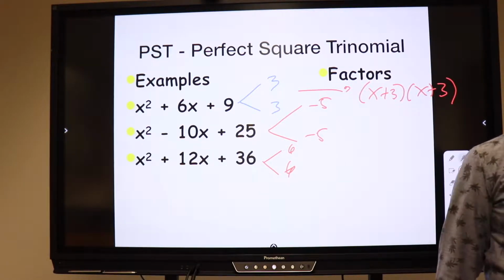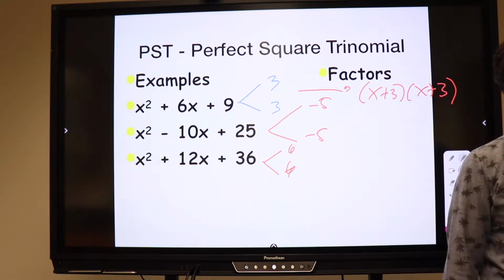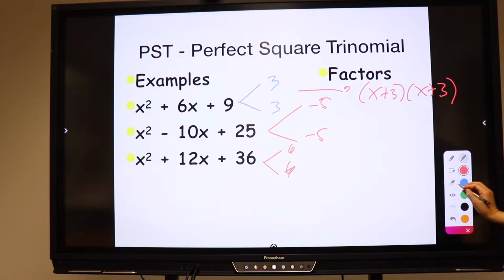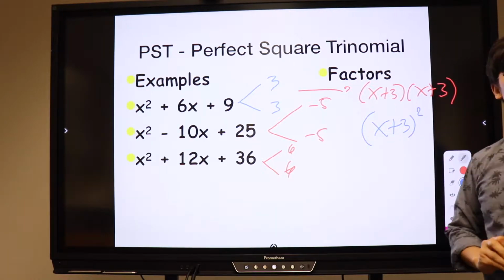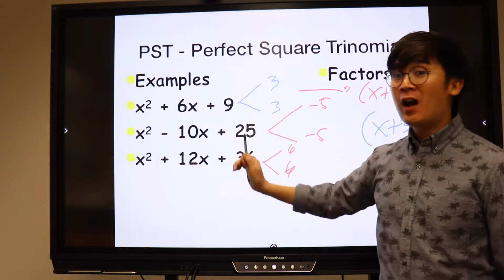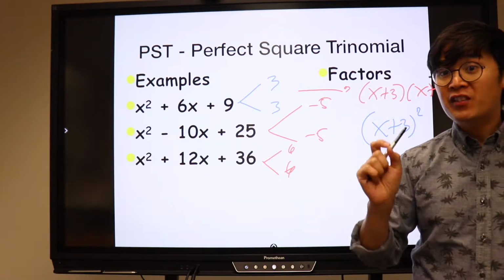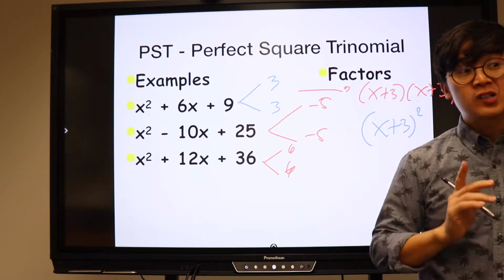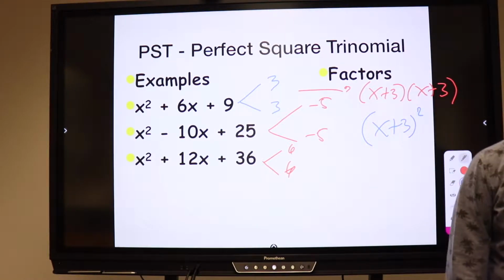Can we simplify this further? Can we make the factored form a little bit smaller? Yes. We can change it into this, right? So, they are a special case of quadratics because they fall under a perfect square trinomial. Why? Because their factors are squares.